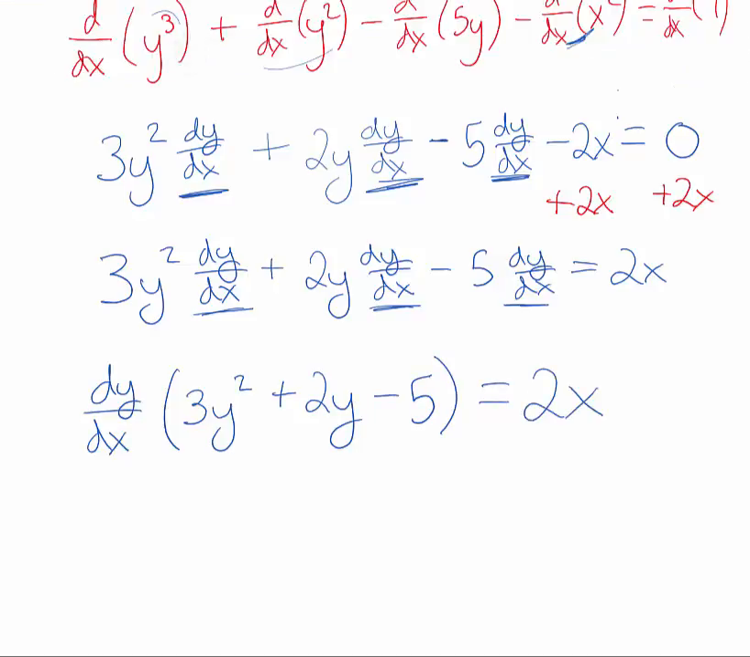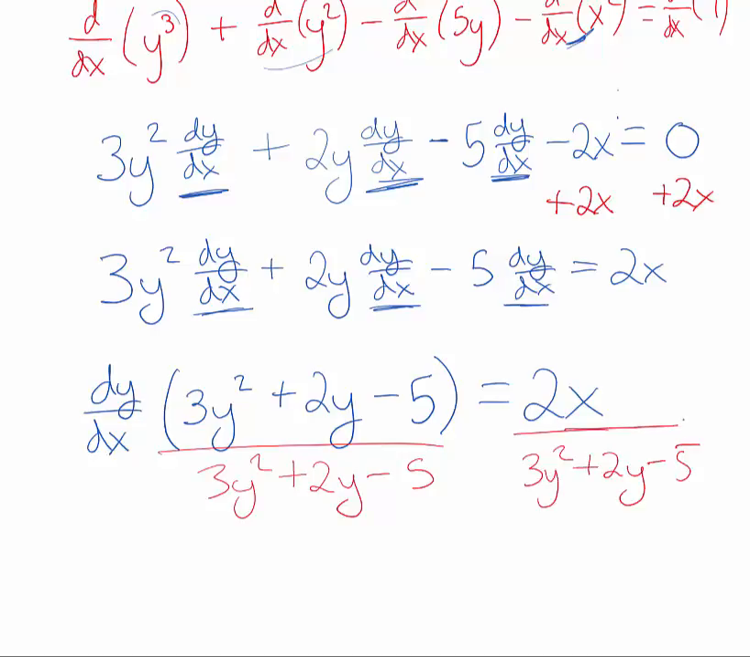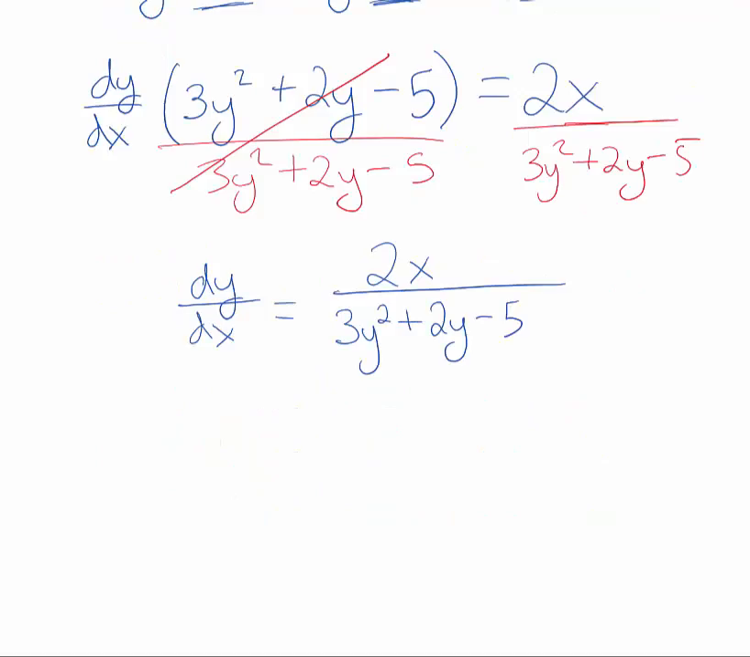And then we'll divide both sides by 3y squared plus 2y minus 5. And that cancels, and we end up with dy/dx equals 2x divided by 3y squared plus 2y minus 5. We're going to check to see if we can factor this at all, or if we can simplify anything. We can't, so that's going to be our answer right there. Sometimes a problem will ask you to do a little bit more. It'll ask you to plug in an x or plug in a y and get a value, but this is kind of the basic implicit.